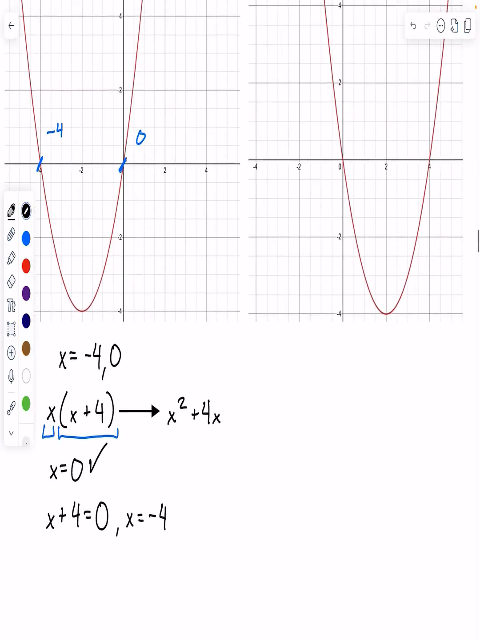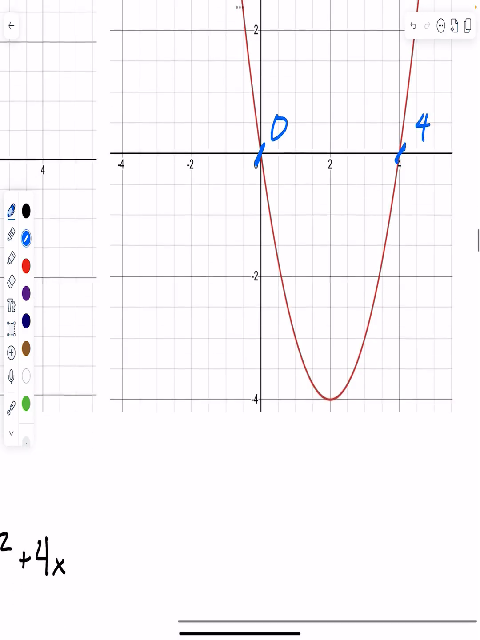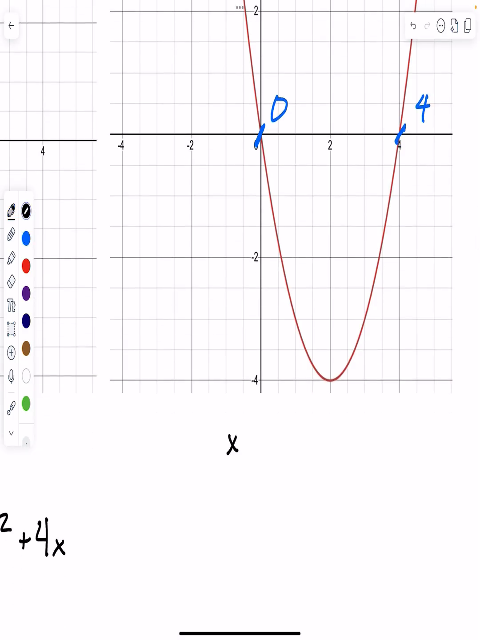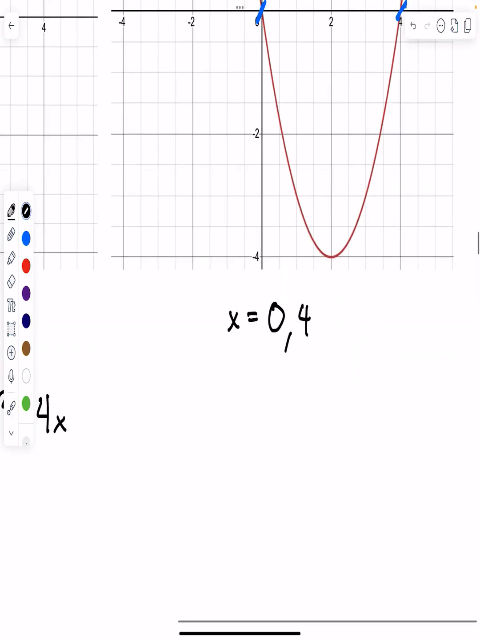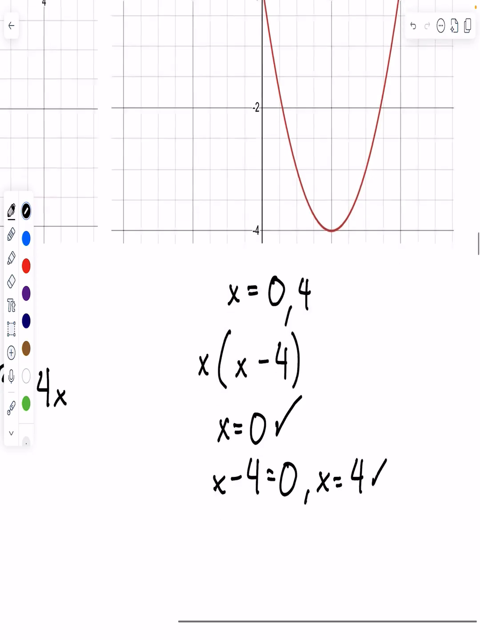And then for this function to the right, this parabola is crossing the x-axis at 0 and at 4. So my 0 values would be 0 and 4, which would correspond to x times x minus 4. Which is the case because if I solve each of these terms, this one is solved, and then this would correspond to an x value of 4 that would solve that system.